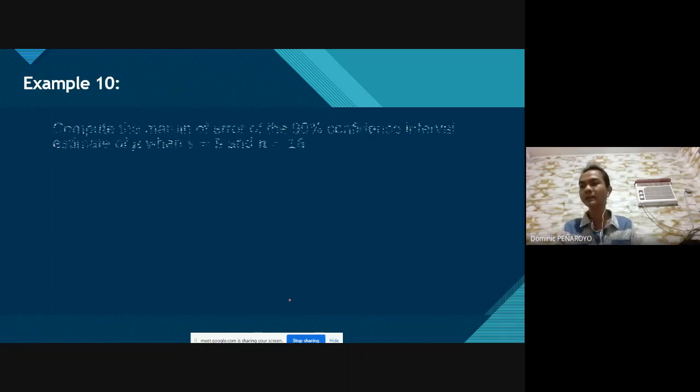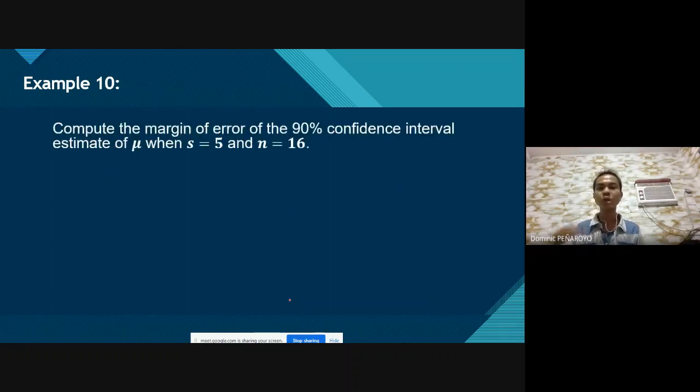For example number 10, let's compute now for the margin of error of the 90% confidence interval estimate of the population mean when S is 5 and N is 16. So, for the margin of error, ano ba yung kailangan natin na mga given? Okay, so we need to check our formula. Sa margin of error, ang kailangan natin doon na given ay yung sample standard deviation, which is S. Given na siya. Yung N, given na din dito sa ating problem. And the t-value. So, kailangan natin yung tatlong yon given for us to solve the margin of error.